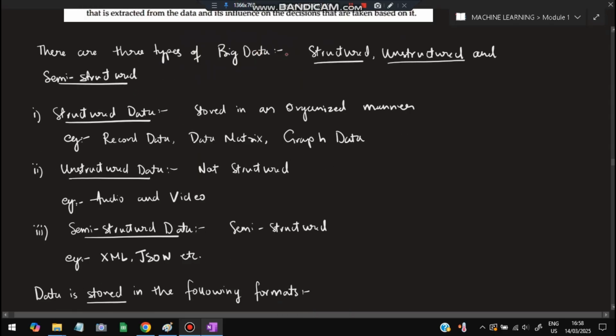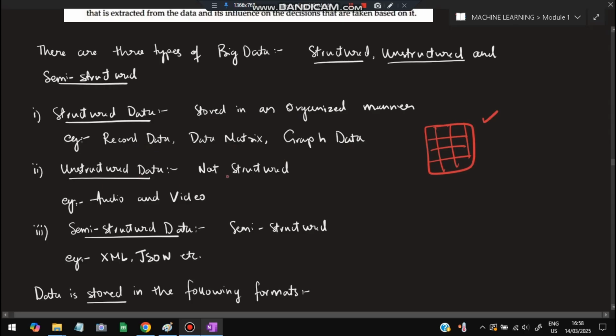There are 3 types of big data. This is also very important: structured, unstructured, and semi-structured. Structured means, by the name itself, we can understand that the data is structured. It's as simple as that. Stored in an organized manner, for example record data, data matrix, and graph data. These data will have rows and columns, and everything will be organized. That is called structured data.